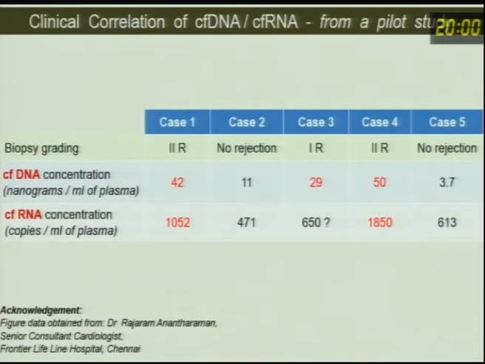This is data from a pilot study that I did with Dr. Ramanathan from Frontier Life Sciences. I was blinded to the samples. Now as you can see, whenever there is an indication of rejection, the amount of cell-free DNA is also increasing. I am also focusing on something called cell-free RNA. There's also a very good correlation right now, and my future bet is going to be on cell-free RNA. It's very difficult to extract and play around with cell-free RNA, but my bet is going to be on that in the future.